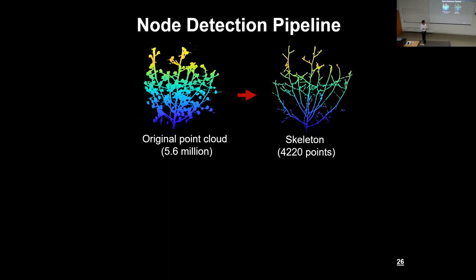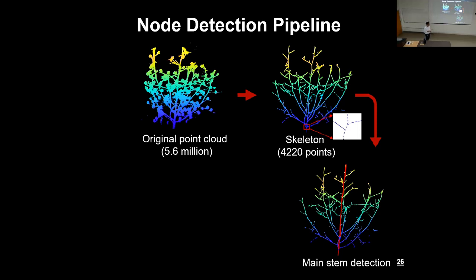So what I do is first use some 3D processing algorithms to calculate the 3D skeleton for the cotton plants. This is the 3D skeleton, and this is the original point cloud. You see the point number is 4,220, much lower than the original point cloud, so it will be much easier to process. But although the data points are much fewer, the structural or topological features are the same as the original point cloud.